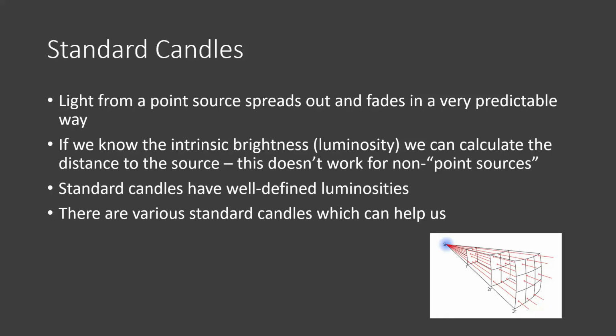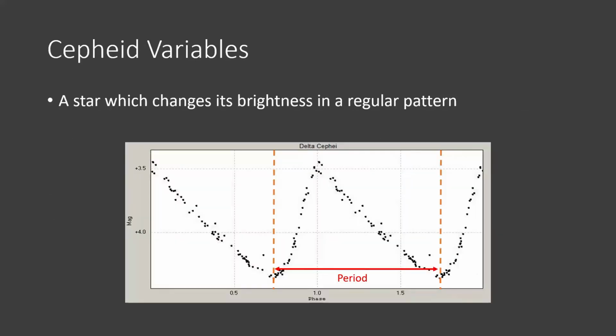So this is where standard candles come in. They're a class of object where we can work out the luminosity from other measurements, not just the light measurement. So let's take a look at a classic example. These are Cepheid variables. They're a type of standard candle.